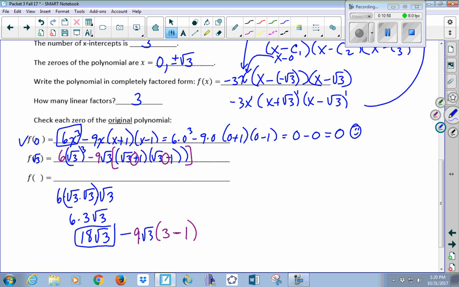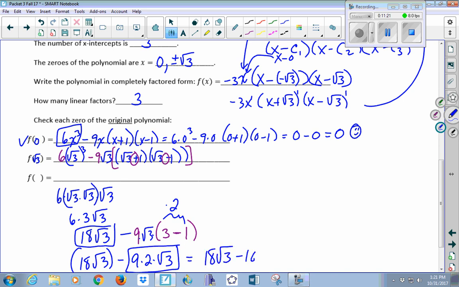So we now have, I was giving you a little time to catch up, a multiplication problem, but I'm going to simplify 3 take away 1 to be a 2. So that gives me 9 times square root of 3 times 2, which is 9 times 2 times the square root of 3, because the order doesn't matter when I multiply. And now we get 18 square roots of 3, take away 18 square roots of 3, which is 0. Happy camper. So you do this now for f of negative square root of 3. You should also come out with a 0.